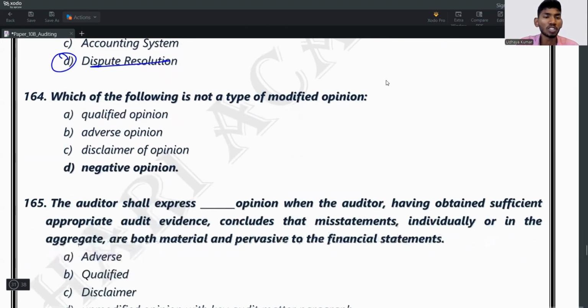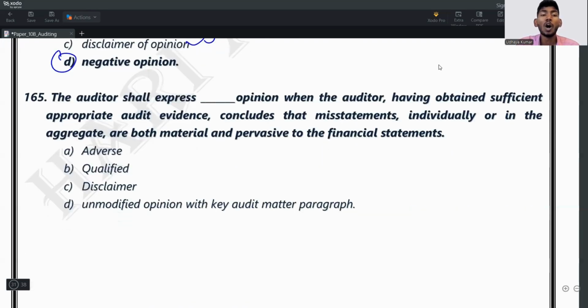Okay. So moving to question 164, which of the following is not a type of modified opinion? Qualified opinion is a type of modified opinion. Adverse and disclaimer also. These are all modified opinions. So negative opinion is not a type of modified opinion. Okay. The auditor shall express dash opinion when the auditor, having obtained sufficient appropriate audit evidence, concludes that misstatements individually or in the aggregate are both material and pervasive to the financial statements. Which opinion? Come on, we have already discussed. This is nothing but negative, which is adverse opinion, right?